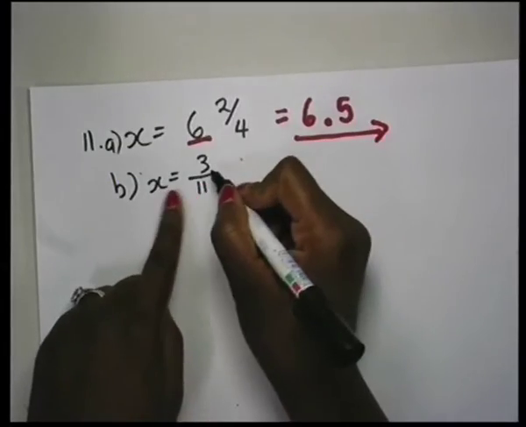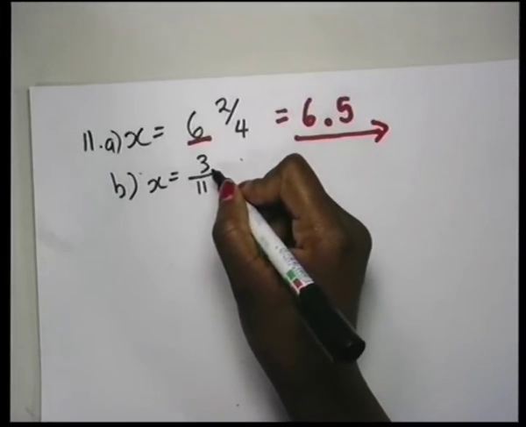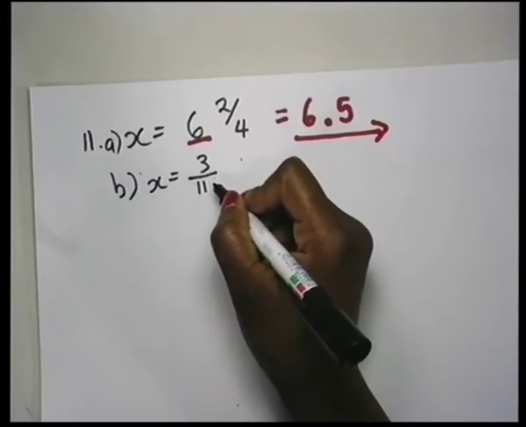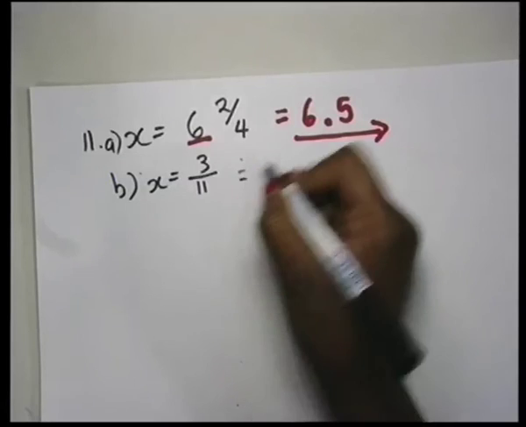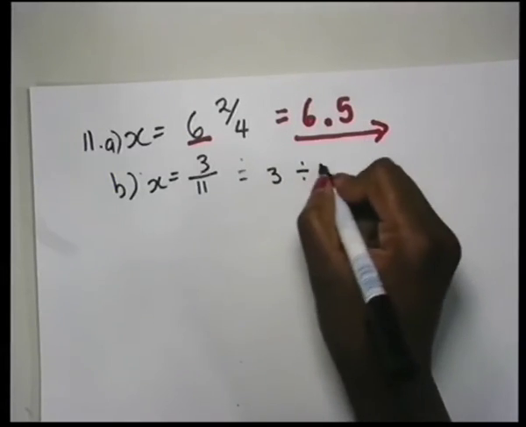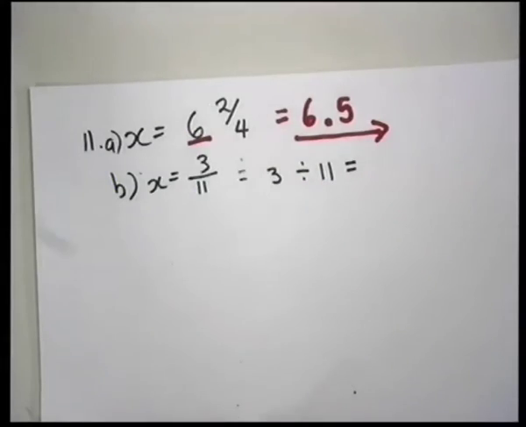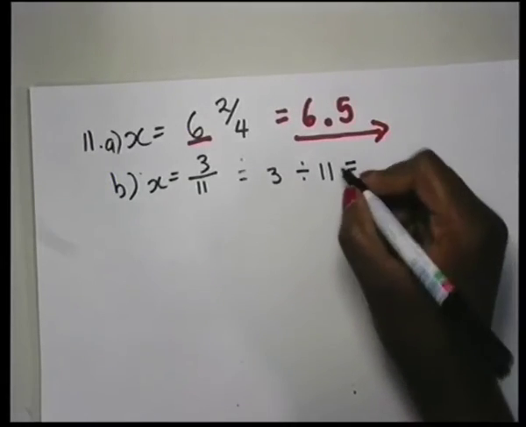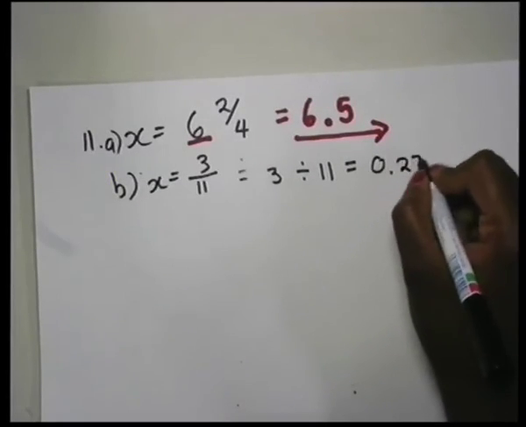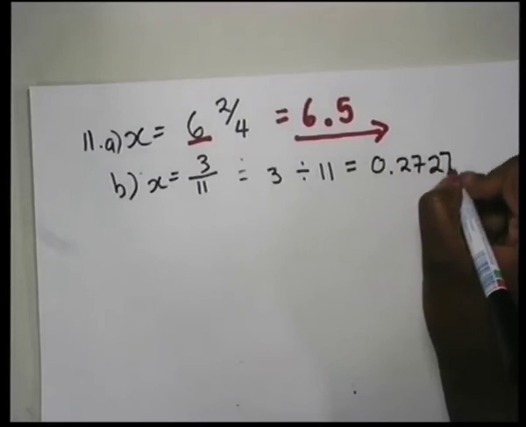In order to convert 3 over 11 from a fraction to a decimal number, you would say 3 divided by 11. That's how you calculate it on your calculator, which is then equal to 0.2727.